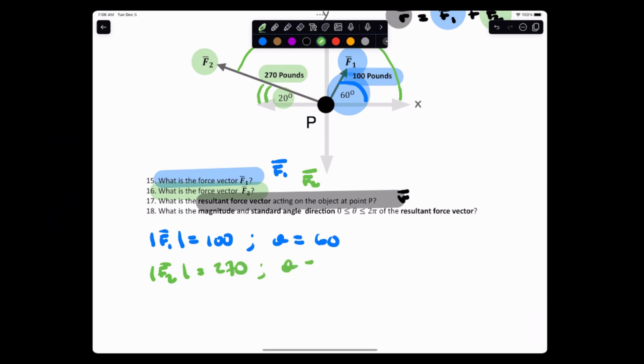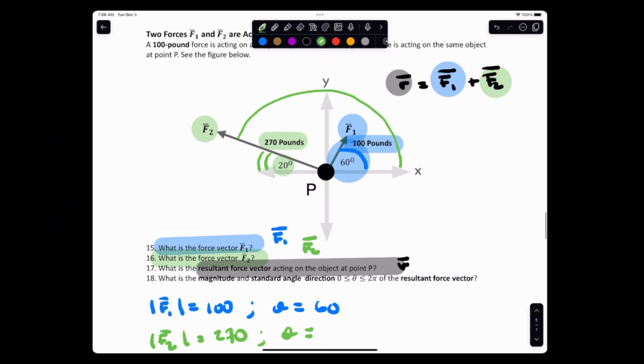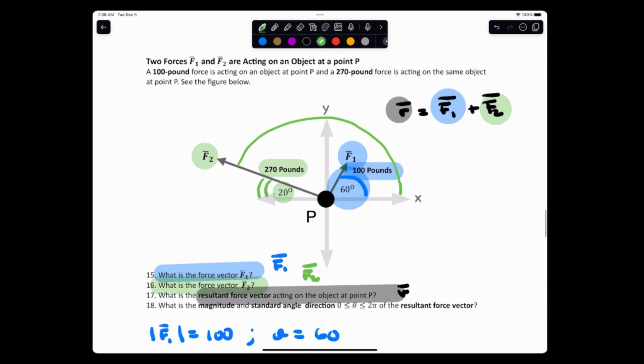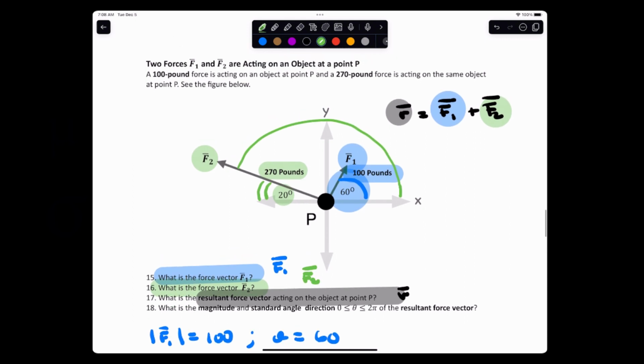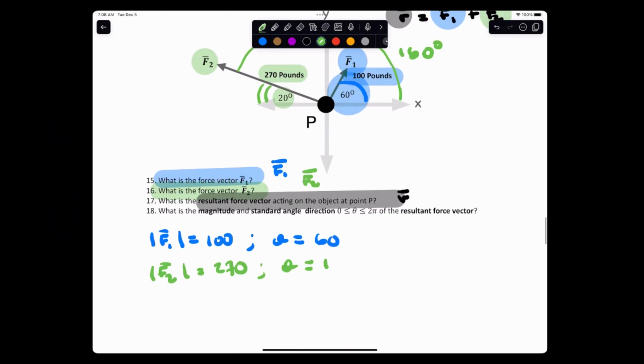What's the standard angle now? What do you think? What is that? 180 minus what? 20 is, isn't it going to be 160? Good job. Okay, so that angle is 160 degrees. These are 60 degrees here. So, ladies and gentlemen, that's what we're going to do.